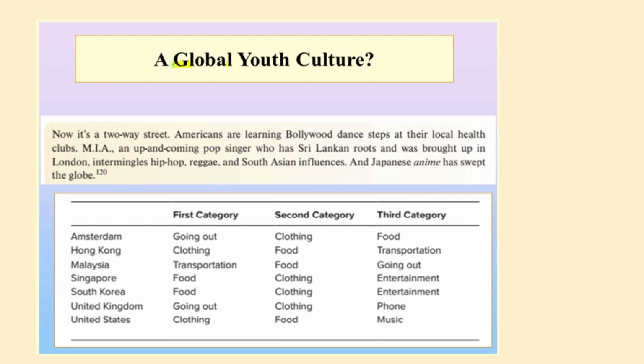As we are talking about a global youth culture, we can see it's a two-way street, like cultures are accepting each other's. Americans are learning Bollywood dance steps at their local health clubs, and, as we have already discussed, Korean K-pop is getting popular across the world.